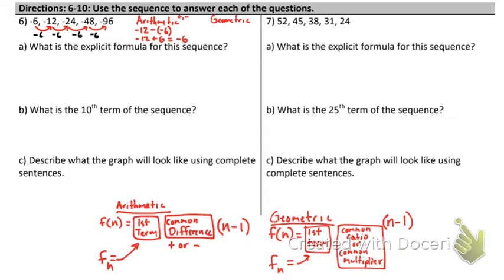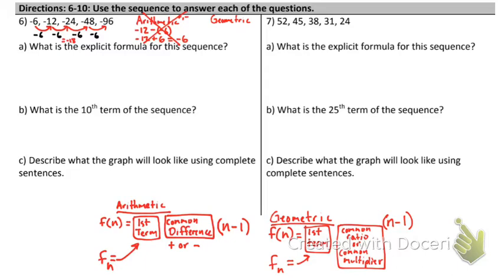Okay, so let's check it out. -6 and -6, that gives me -12. So far, so good. -12 and -6, if you do this math, this actually equals -18, which means we're supposed to get -24. That means it's not arithmetic. Okay? So that tells me right off the bat, this is not an arithmetic sequence. I'm not adding or subtracting to get to the next term.